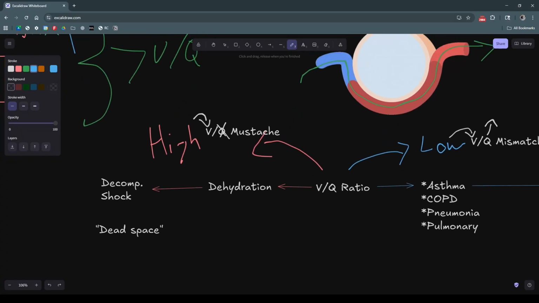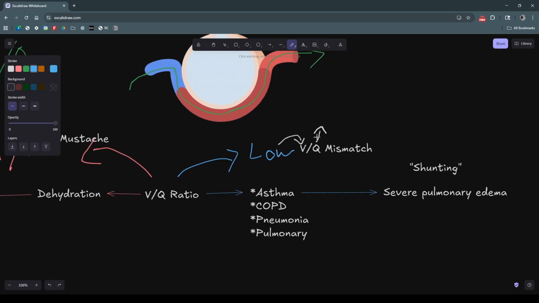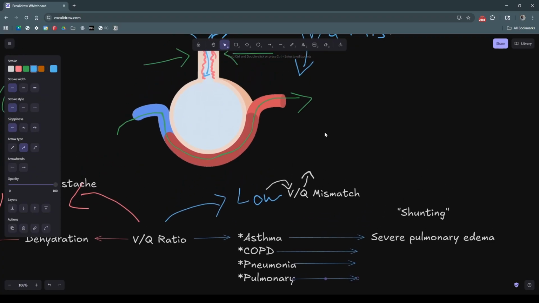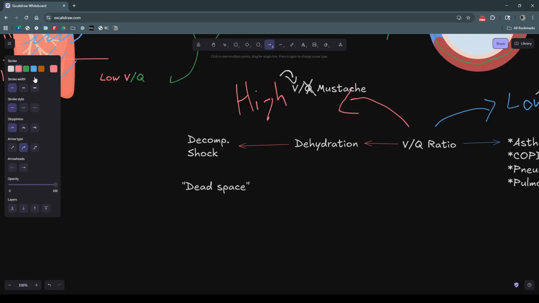So, put pretty simply, we just want to be able to consider these conditions that would lend themselves towards it. And as much as all of these conditions can really trend towards a far more severe case, going from just VQ mismatch into shunting, which again, is a reminder, is saying that we're low ventilation, even though our blood is fine. That can be a profound problem. And dehydration, decompensated shock, these are common occurrences for this.